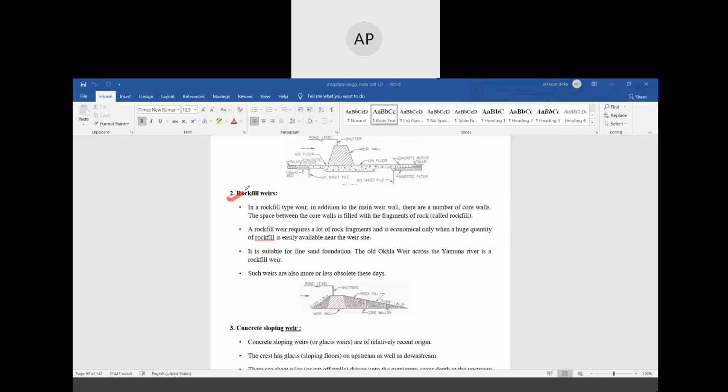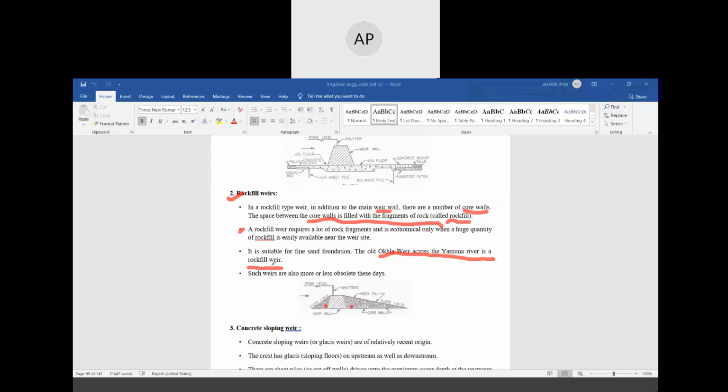And next one is rockfill type. In a rockfill type, in addition to the main weir wall, there are a number of core walls. The space between the core walls is filled with the fragments of rock called rockfill. A rockfill weir requires a lot of rock fragments and is economical only when a huge quantity of rockfill is easily available near a weir site. It is suitable for the fine sand foundation. The old Okhla weir made across the Yamuna River is a rockfill weir.